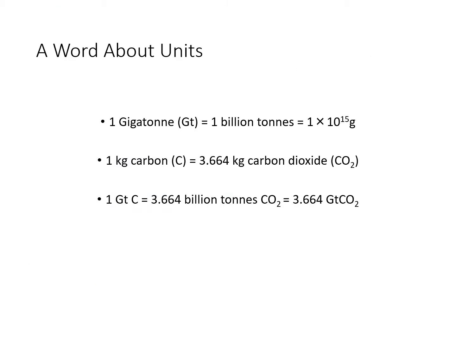Typically, we measure carbon dioxide or carbon when we talk about the carbon cycle. A gigaton is 1 billion tons. So usually we measure changes in carbon using gigatons of carbon or gigatons of carbon dioxide. 1 gigaton of carbon equals 3.664 gigatons of carbon dioxide, so we can easily convert back and forth. Keep these units in mind as you look at various figures.